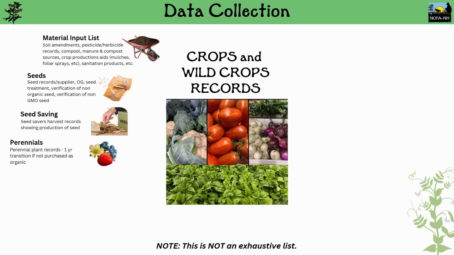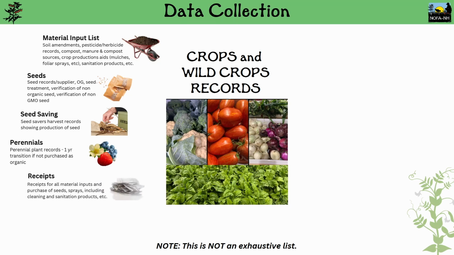Perennial plants need to have a record as well. Certified organic perennials can be harvested the first year and sold as organic. Non-organic plants can be purchased and used, but they will need to be grown organically for 1 year on your farm before any harvest can be sold and labeled as organic. Records of purchase, planting location, and harvest need to be shown for organic and non-organic perennials.